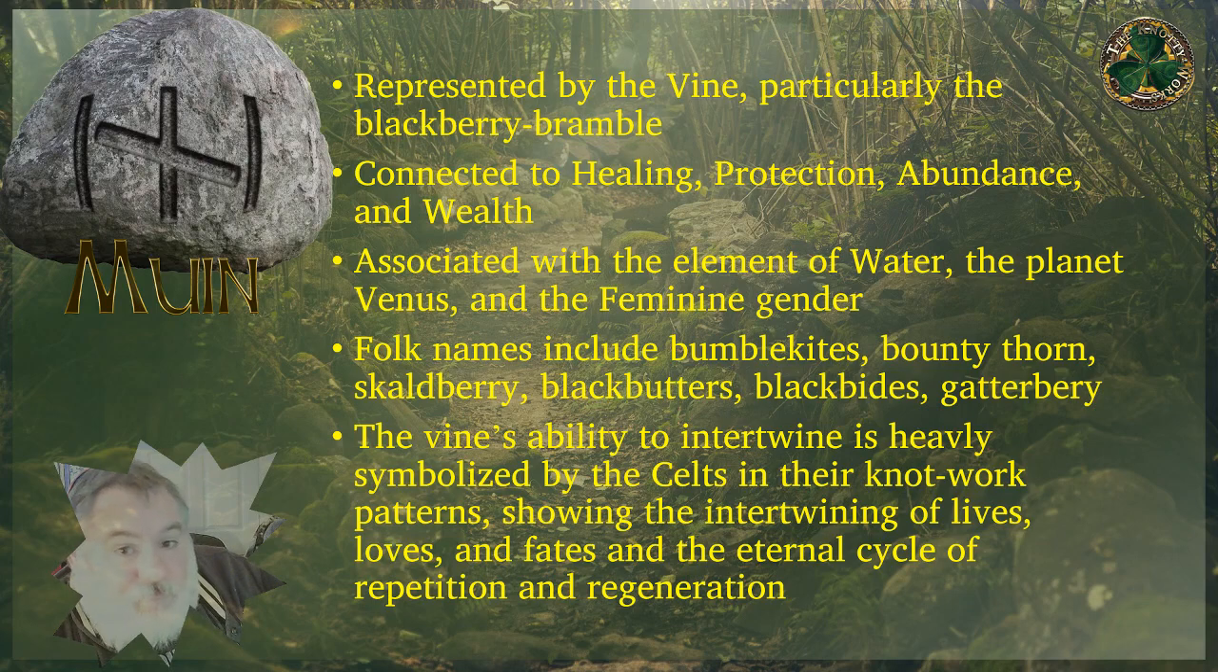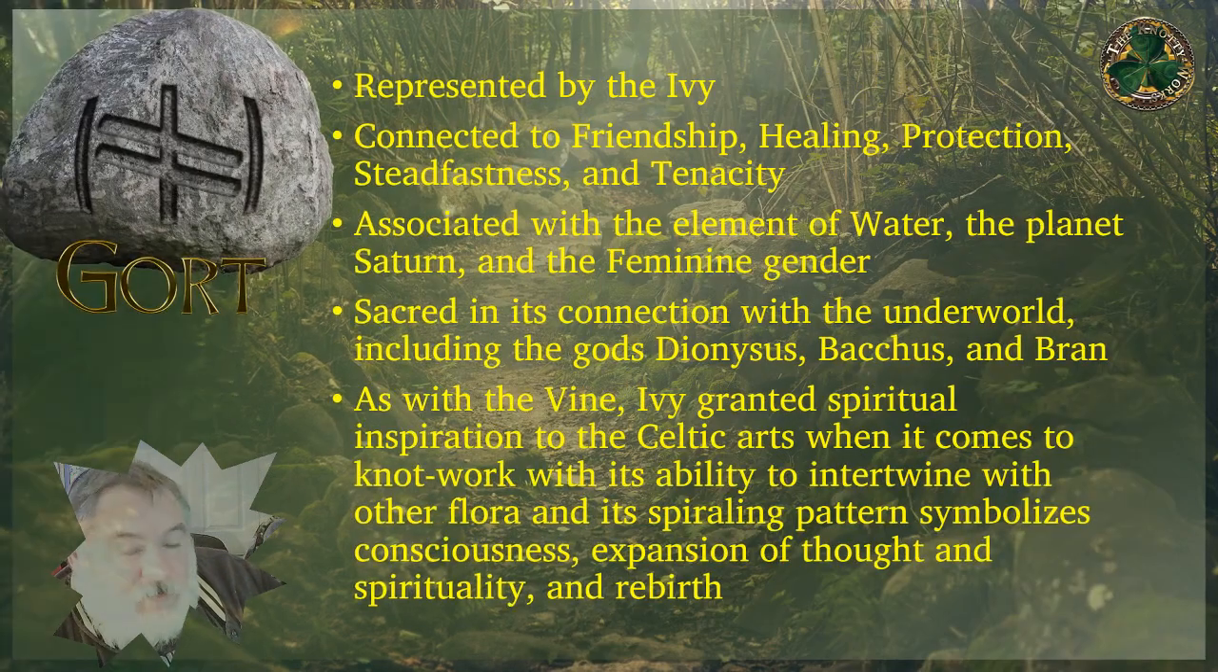Those kind of from such plants as the blackberry bramble. And the first character of the third aicme is the character Muin, the letter M. Then we go to Gort, the ivy, more of a climbing, intertwining branch plant. Two lines diagonally across, again, if it was split horizontally, bottom left and upper right.